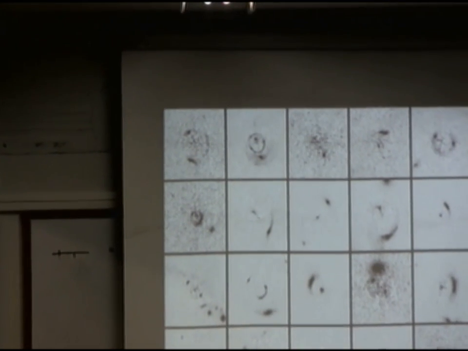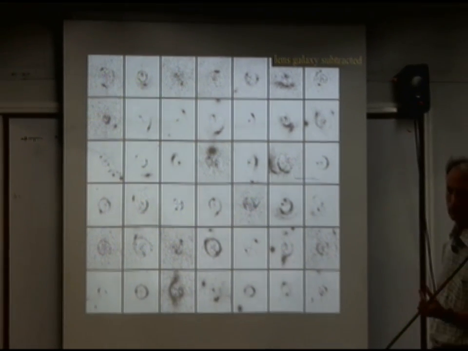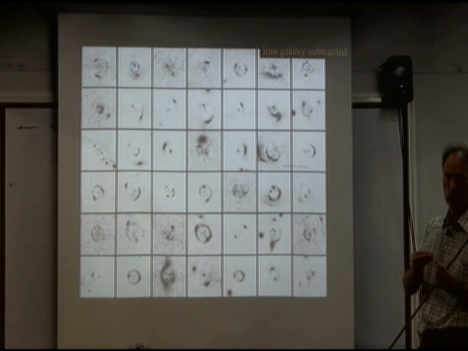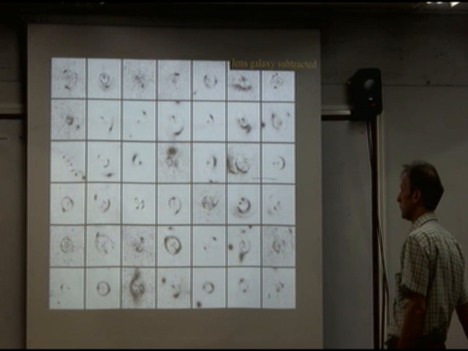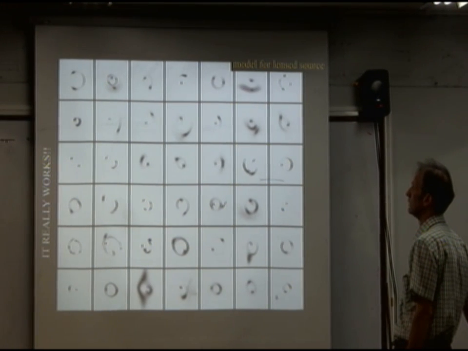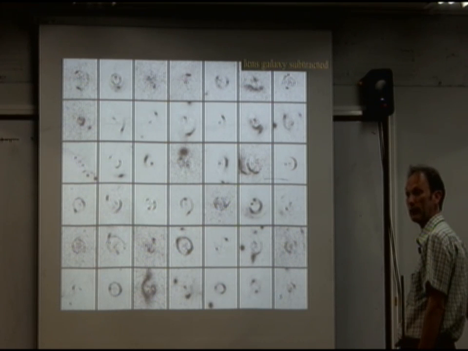Things like this. What you can do is compare these residuals with a model where they take the lens model that they've subtracted off and figure out how that might have lensed the background galaxy and compare that. And then you see really how amazingly good these models are. So this is a model, and this is the data after you subtract it down.